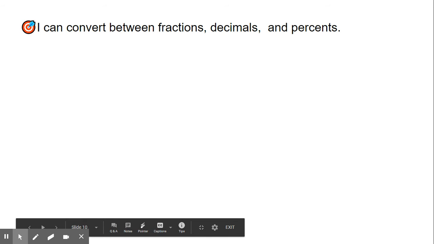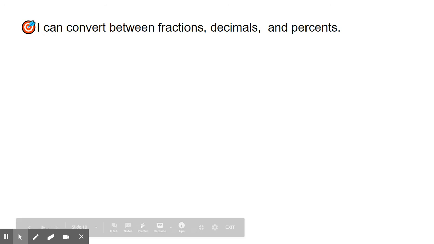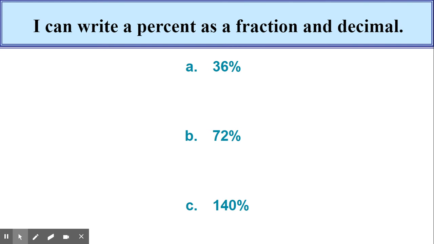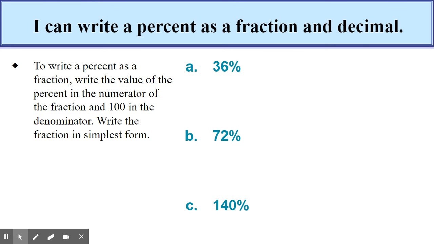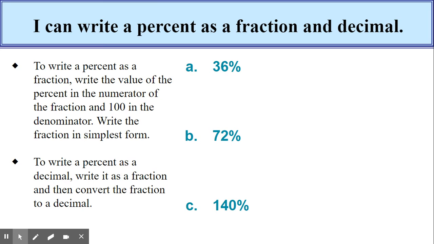Now, the next part of our target today is I can convert between fractions, decimals, and percents. Because this is a pretty broad topic, I'm going to break this apart into little chunks. So we're going to start off today with I can write a percent as a fraction and a decimal. So the first strategy we can use is to write the value of the percent in the numerator of the fraction and 100 in the denominator, because remember, percent means out of 100. And then you're going to write your fraction in simplest form.